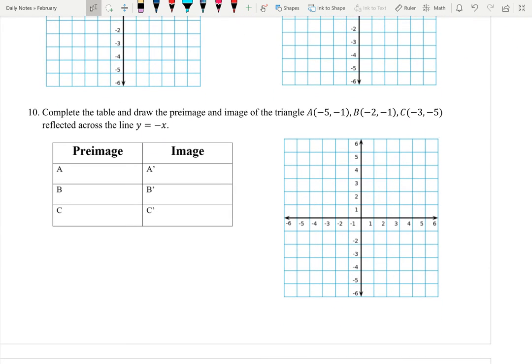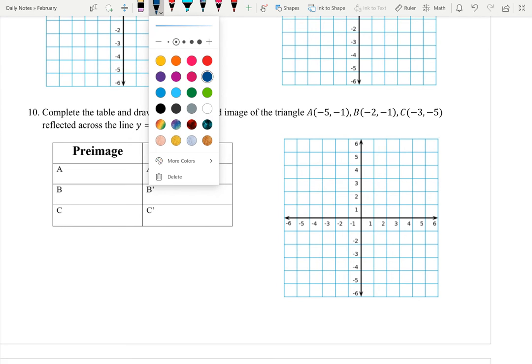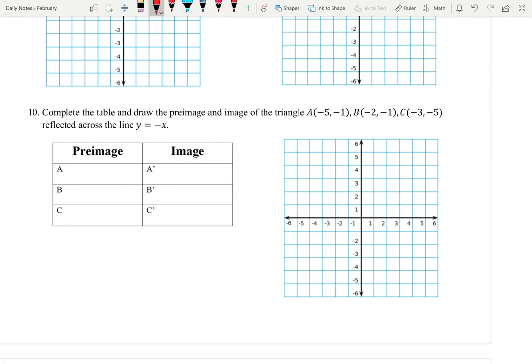So number 10, we've got, let's see here. We have A is at -5, -1. Let's go ahead and write that in. We'll plot it as well. -5, -1 is here. B is -2, -1. So we'll plot that as well. -2, -1 would be there. So that was A. This is B. And C is at -3, -5. All right, that's C.